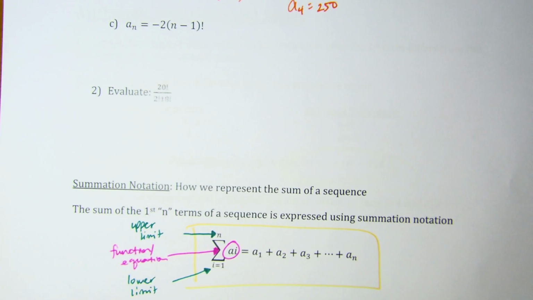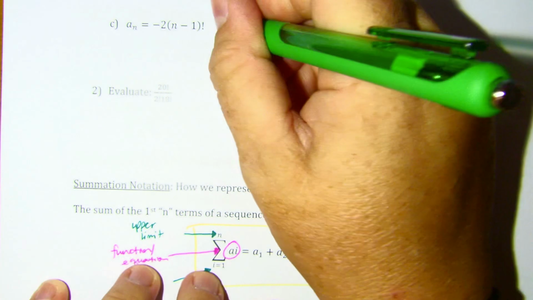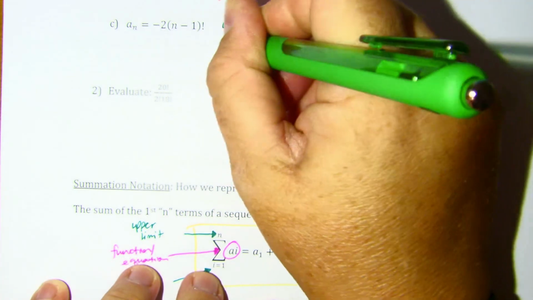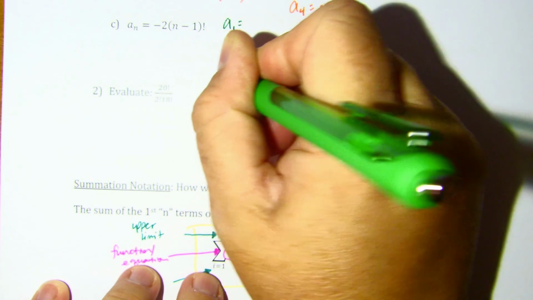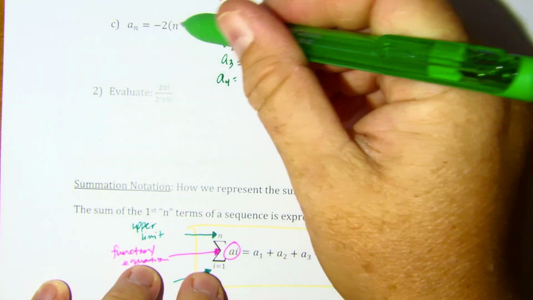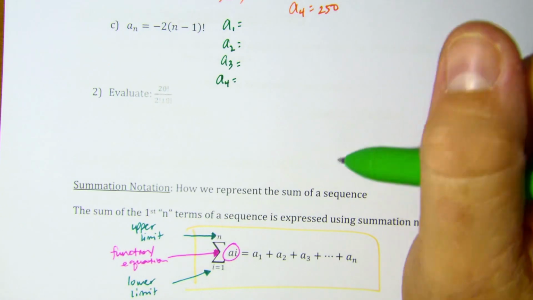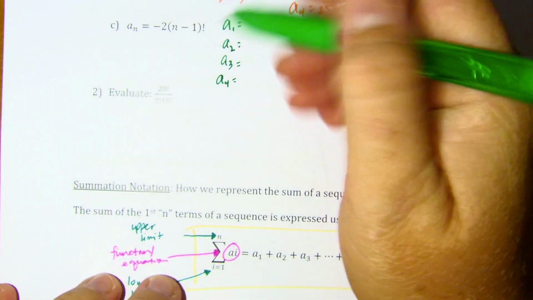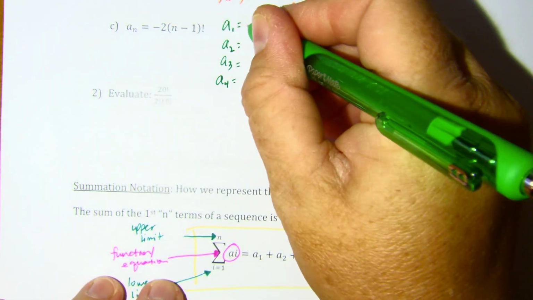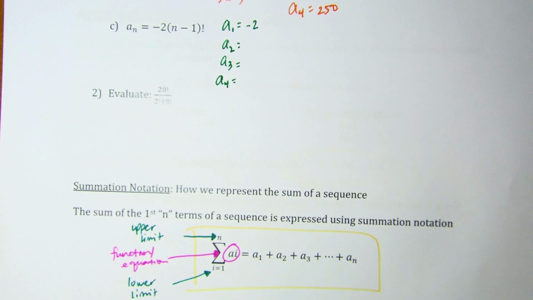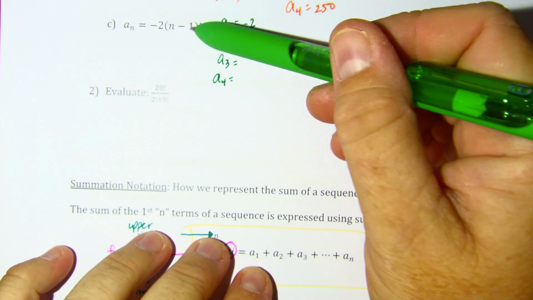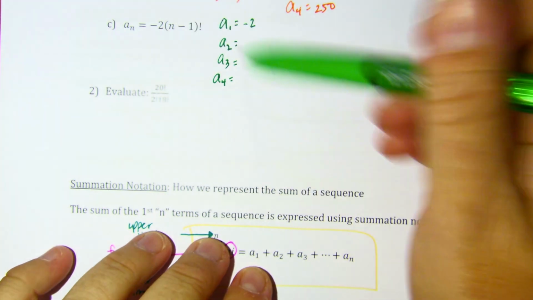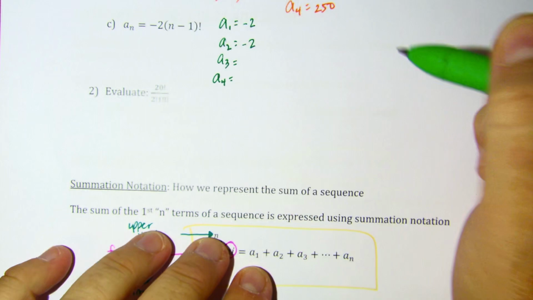And then the next one, we can see that we have a factorial in this equation here. So if I want to find the first term, the second term, the third term, and the fourth term, plugging in 1 minus 1 is 0. And like we just talked about, 0 factorial is 1. So negative 2 times 1 is negative 2. For a sub 2, n is 2. 2 minus 1 is 1. 1 factorial is also 1 times negative 2 is negative 2.